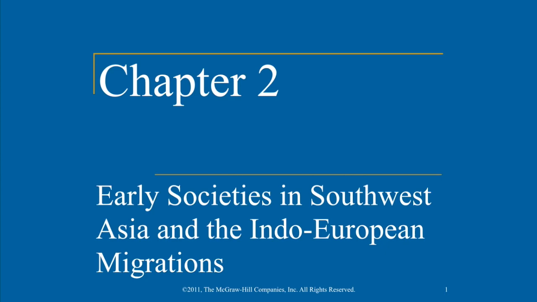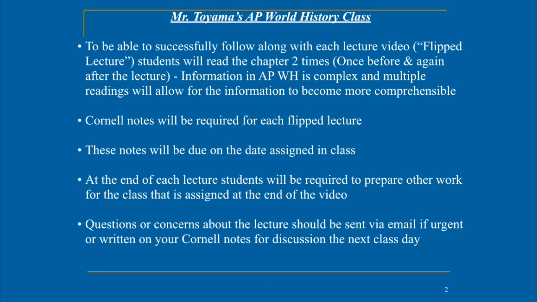First up, like last time, to be able to successfully follow along with each lecture video, flip lecture, students will read the chapter two times, once before and again after the lecture. Information in AP World History is complex, and multiple readings will allow for the information to become more comprehensible. Cornell notes will be required for each lecture. Their notes are due on the date assigned in class.